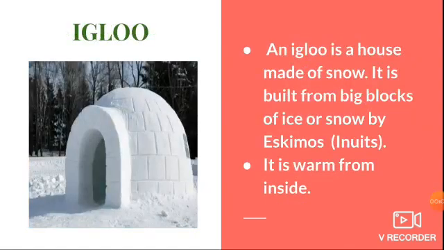The next other house is the igloo. An igloo is a house made of snow. It is built from big blocks of ice or snow by the Eskimos or Inuits. It is warm from inside. So an igloo is a house which is made up of snow. It is built from big blocks of ice or snow, and the Eskimos, who are also called the Inuits, built these houses, and the igloo is warm from inside.